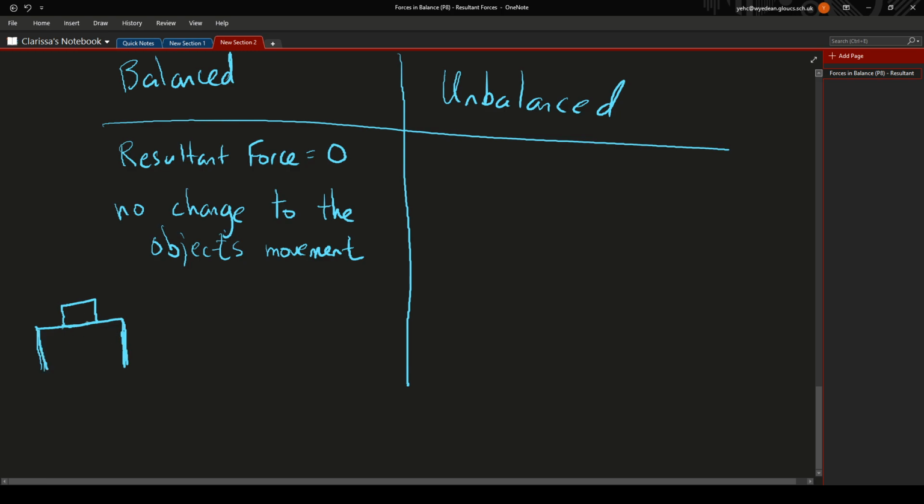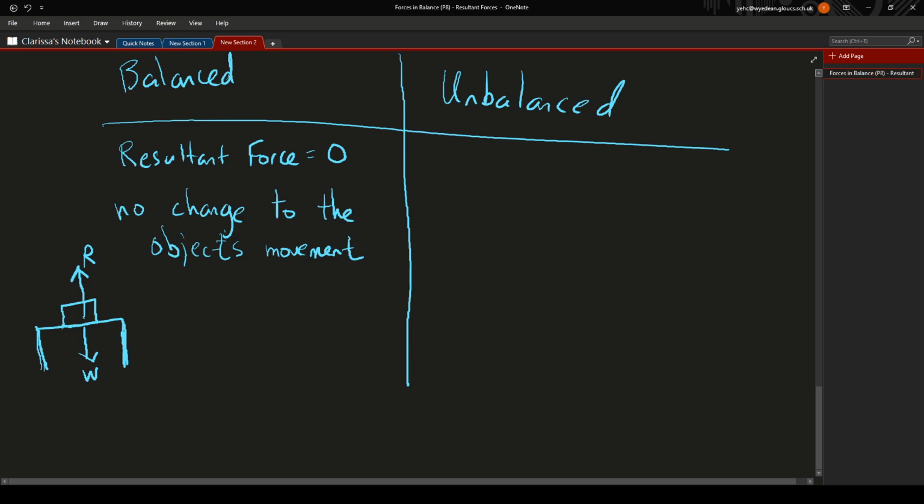Box on a table, we have weight going down, we have the reaction force of the table on the box going up. These two are balanced, and so the resultant force is 0, and the box isn't moving. The box that is stationary is not moving.